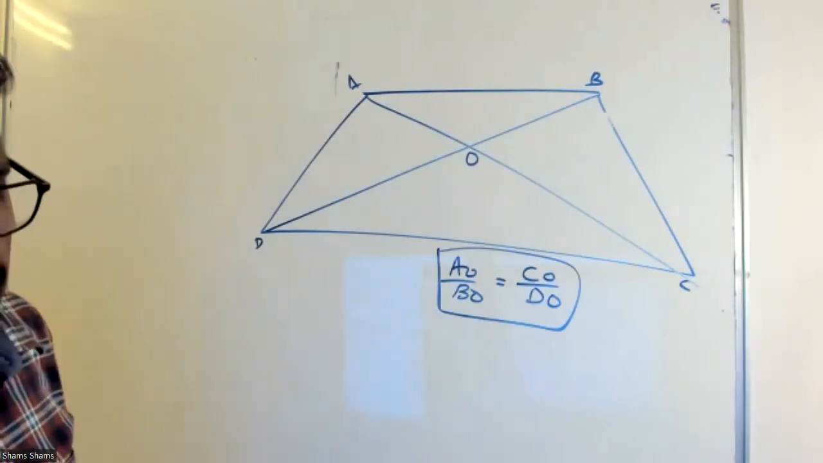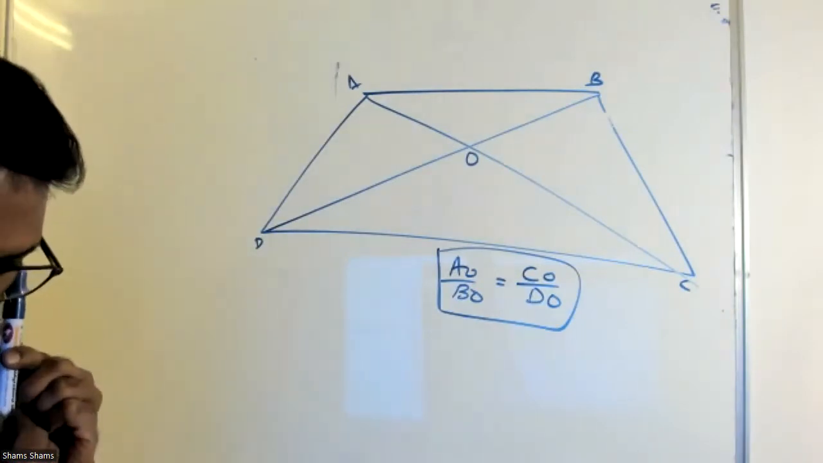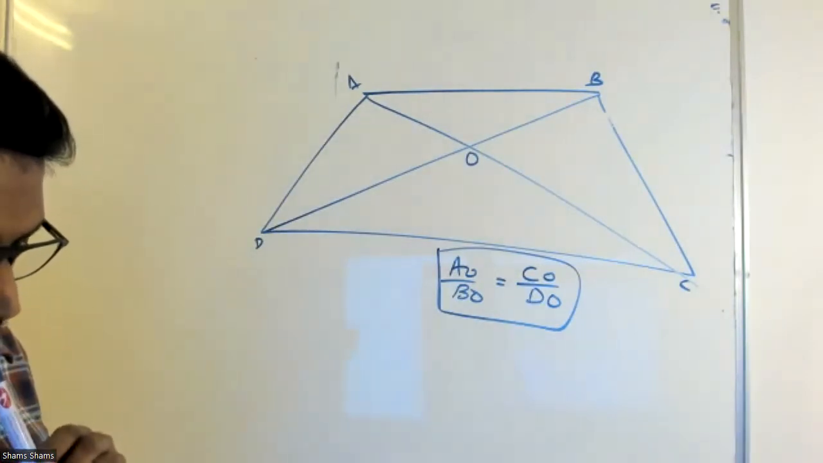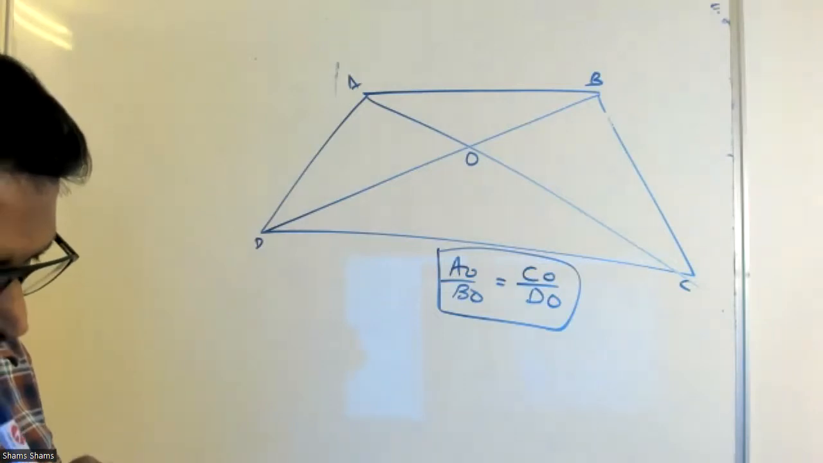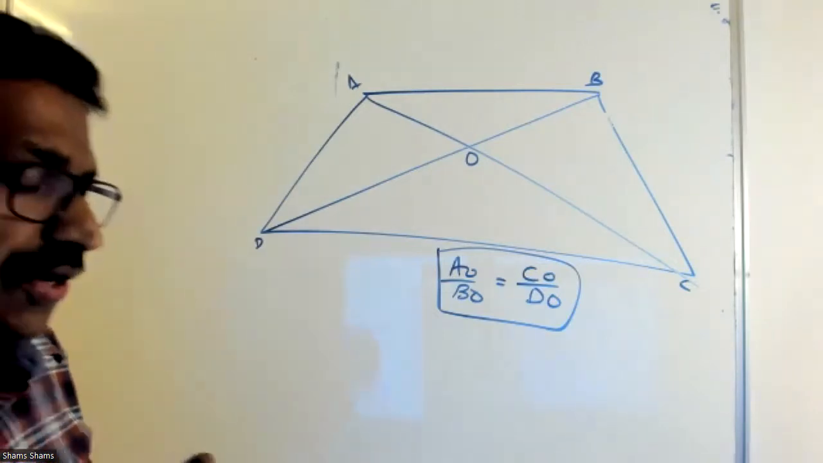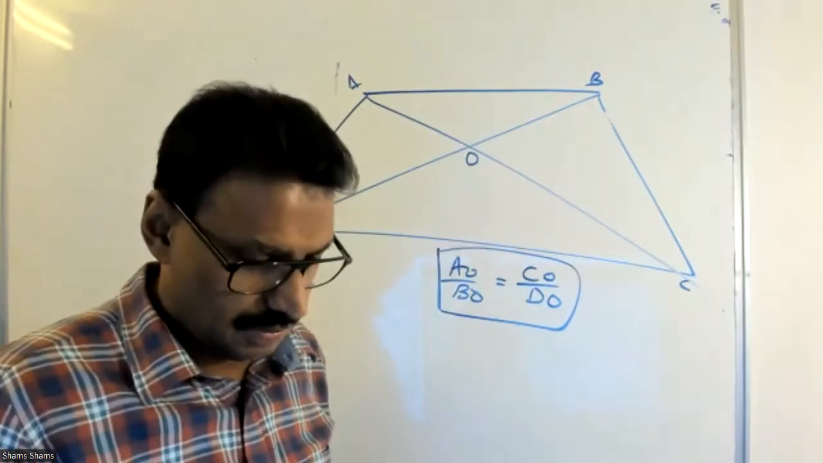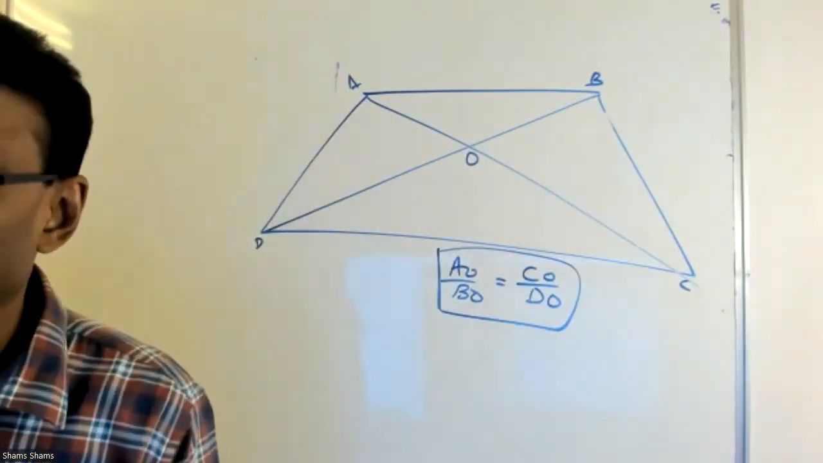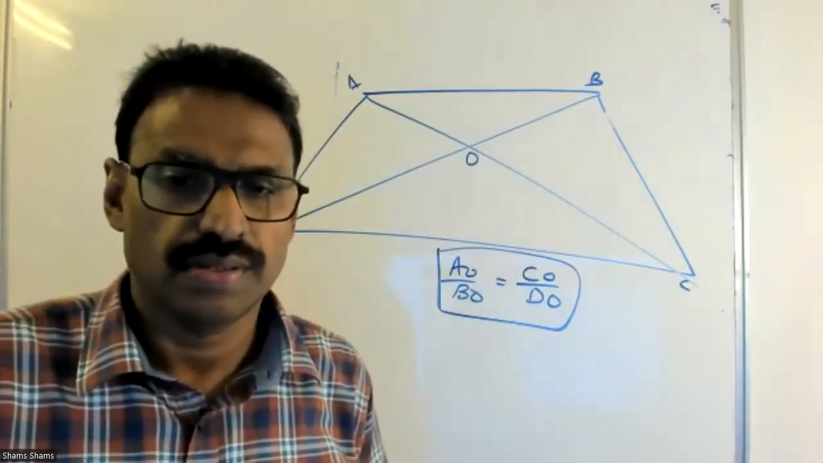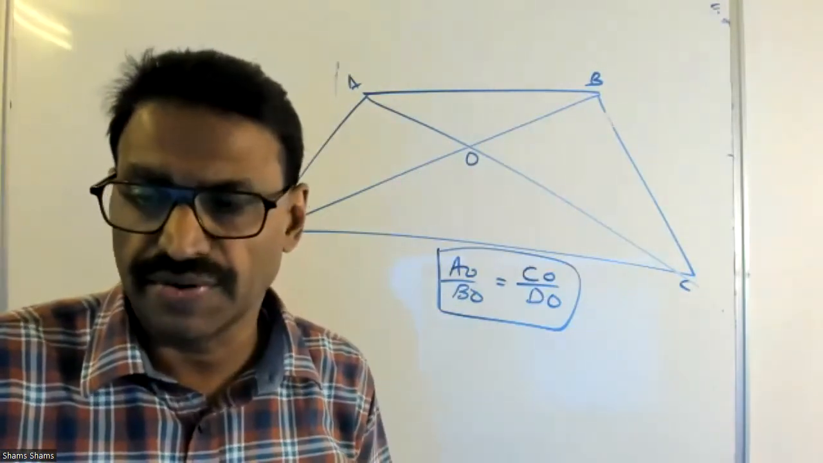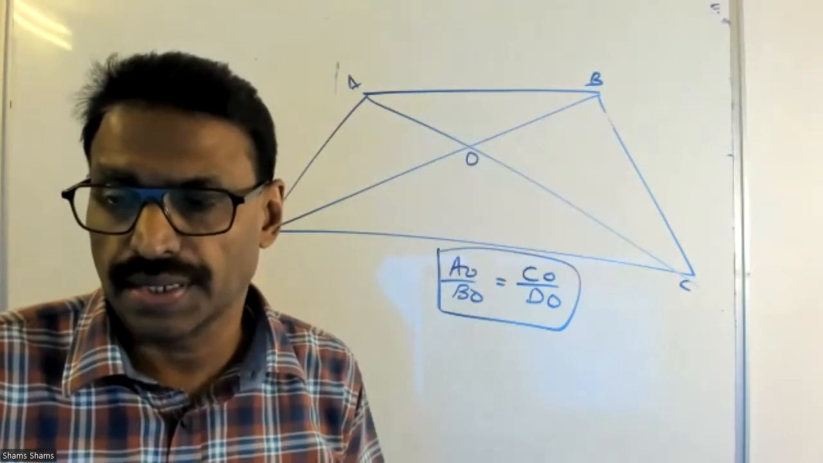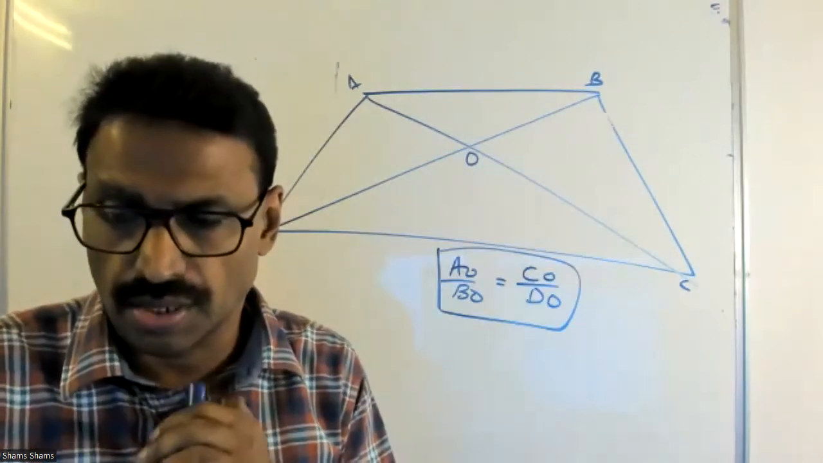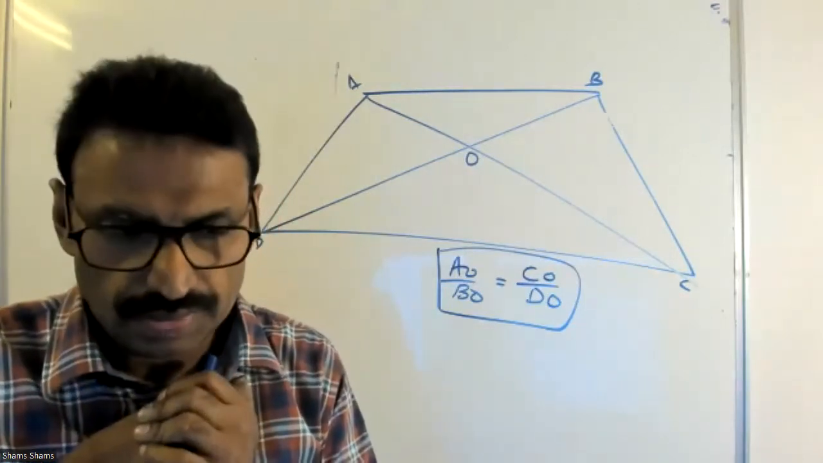This question, what is given? AO by BO equal to CO by DO. What do you have to prove? ABCD is a trapezium. Trapezium, that means just the converse, correct or not? Yes. Okay, right. Everyone agree with that? Is it okay now?